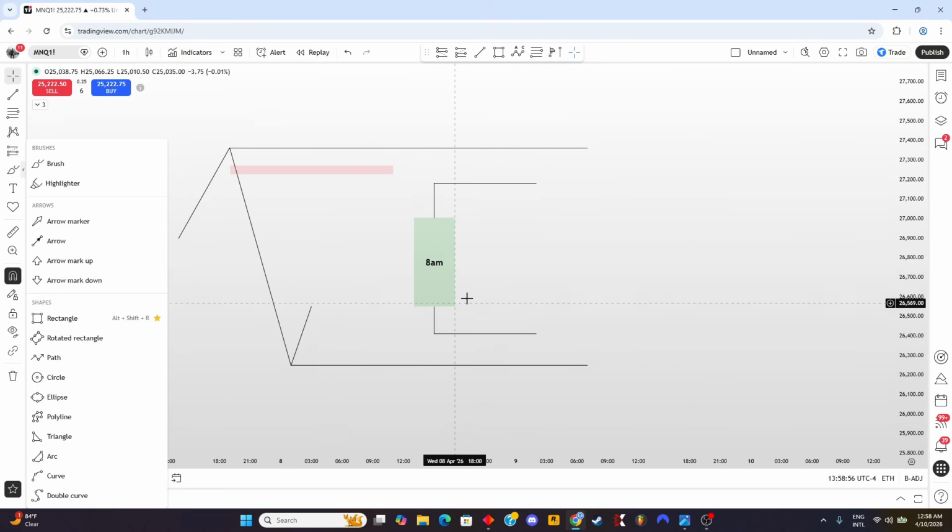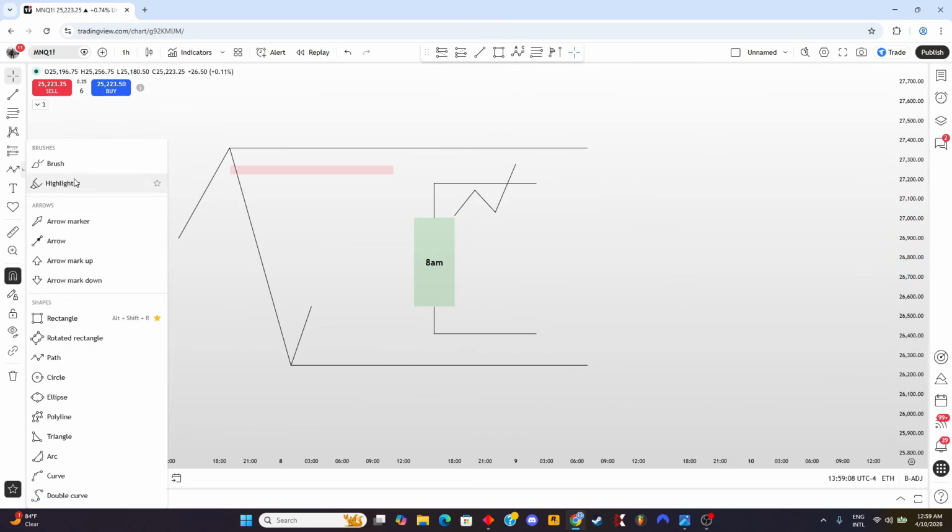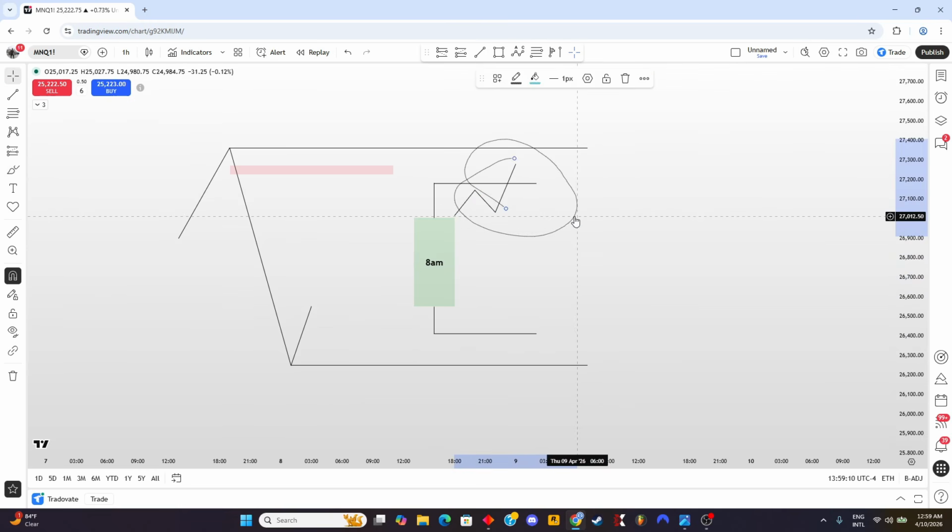Now, after the 8 a.m. candle closes, what you're looking for is for price to either take out the 8 a.m. high or the 8 a.m. low. So if price takes out the 8 a.m. high, that is step number one. We are not looking for a trade at the moment.